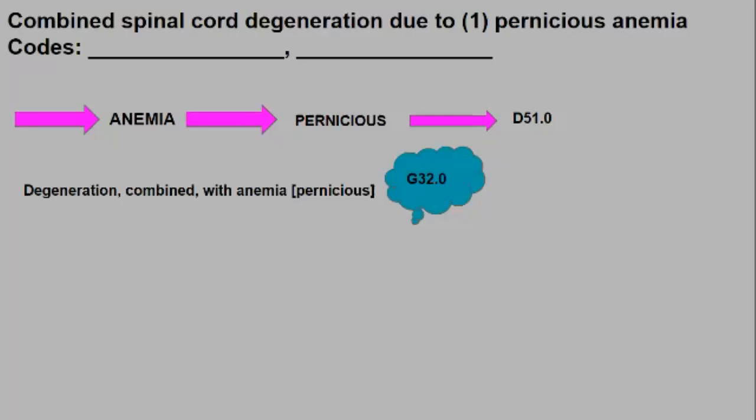So let's take another example of a combination code or multiple coding. It's combined spinal cord degeneration due to pernicious anemia. So your first code that you're going to start with is your anemia code. Then you're going to go to pernicious, and that is D51.0. Your second code is going to be what is happening because of that specific anemia, which is going to be degeneration combined with anemia. So that's G32.0. So that is another, I think, a more simplified example of multiple coding.